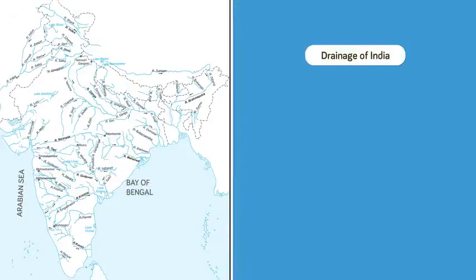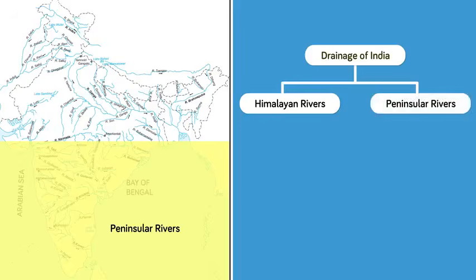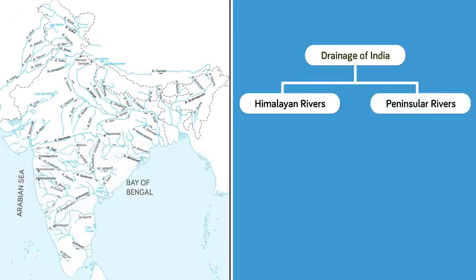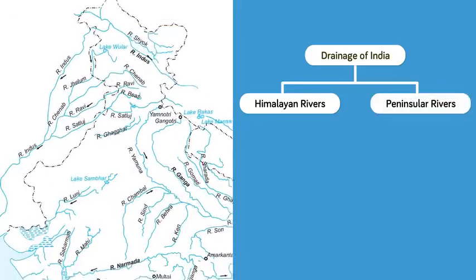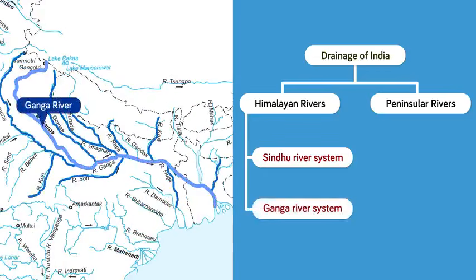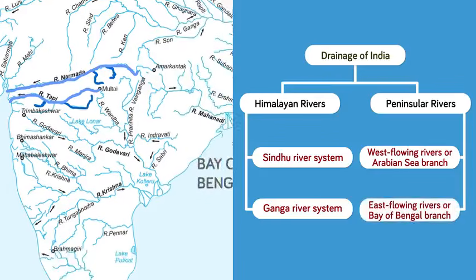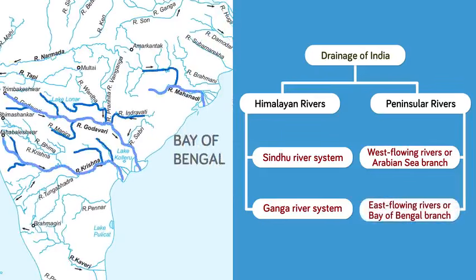Drainage of India. Drainage of India is classified into two divisions based on their source region. 1. Himalayan rivers. 2. Peninsular rivers. The Himalayan rivers are divided into two divisions based on their source region. 1. Sindhu river system. 2. Ganga river system. The peninsular rivers are divided into two divisions based on the directions they flow in. 1. West-flowing rivers or Arabian Sea branch. 2. East-flowing rivers or Bay of Bengal branch.